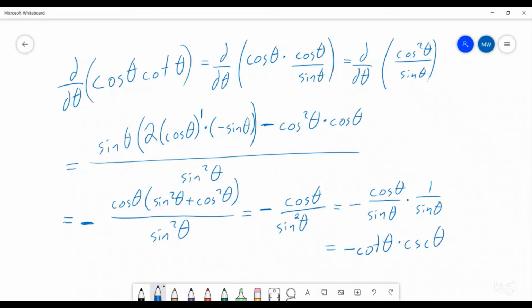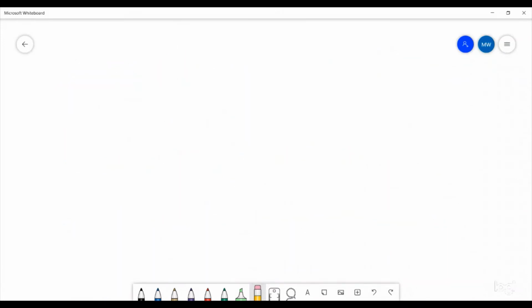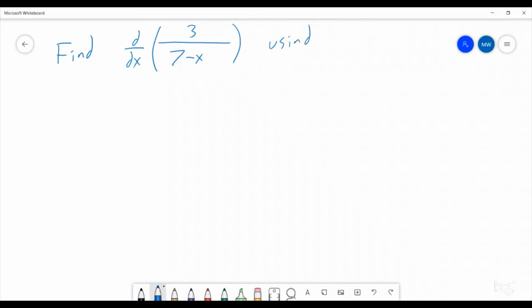Okay, but let's talk about a few other things, because we're also going to be seeing some other types of problems, not just use the quotient rule, use the product rule, use the chain rule. We're also going to be having some stuff where we have to do stuff using the definition of the derivative. So let's do one of those. So find the derivative with respect to x of 3 divided by 7 minus x using the definition. So go ahead and try and do that on your own before you watch how I do it.